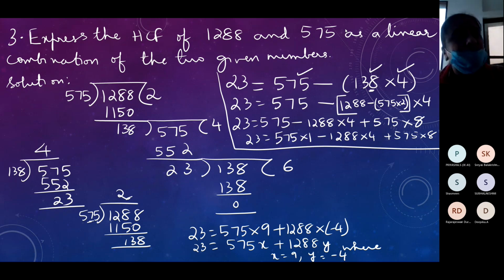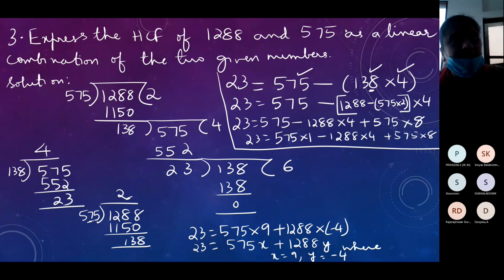And then you should look at the remainders at the different stages. The remainders are 138, 23 and 0. Which remainder is the HCF? 23, the last non-zero remainder. So 23 is the HCF. So we start from there.